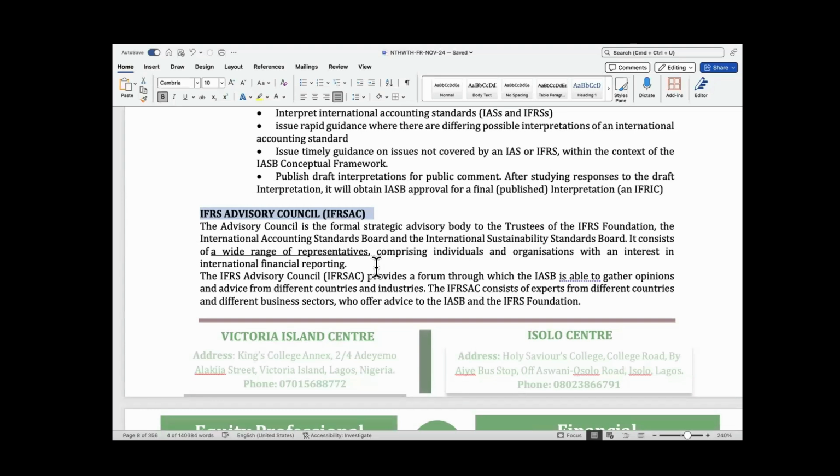And fundamentally, the IFRS Advisory Council also helps the standard setting bodies, whether IASB or ISSB, in gathering opinions or advice from different countries. So whenever those ones need opinions, they go through the advisory council. They are the one that would probably send a questionnaire or any way with which they want to gather the opinions from the public. It's the IFRS Advisory Council that does that for them.